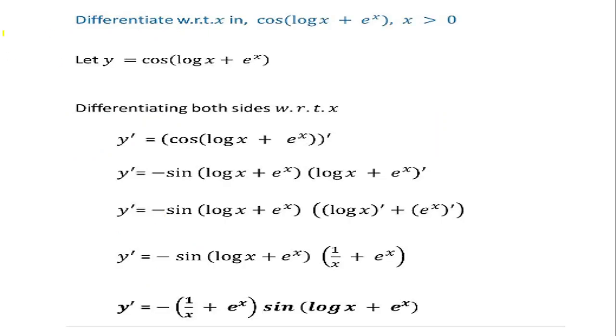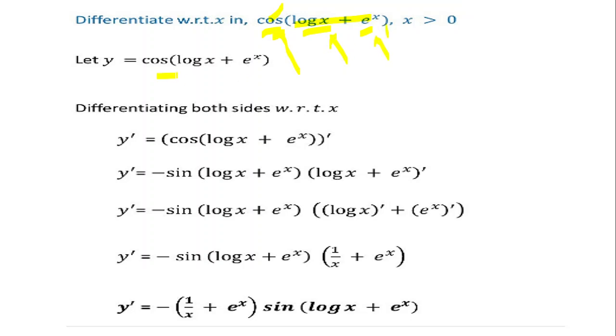Next, let us differentiate cos of log x plus e power x. Sir, here we need to use the product rule? No, don't use the product rule. We have only cos of, and inside let it be any terms. Don't worry. We need to solve it with a single function itself. But after differentiation, let us go for separate: first log x, next e power x.